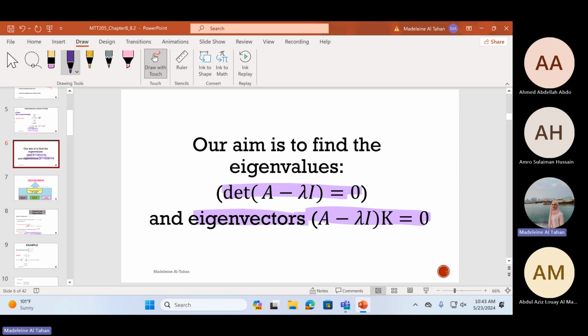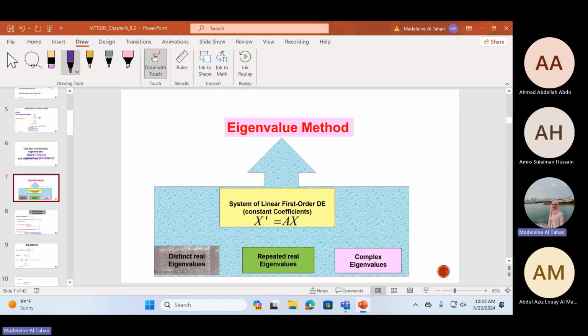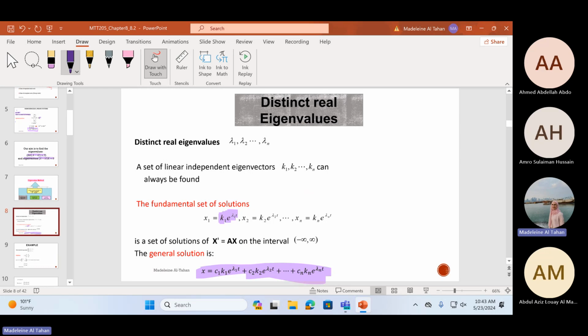Then after finding the eigenvalues, we need to determine which among these cases it is, real or complex. If it's real, is it distinct? When we say distinct, it means that if it's 5 by 5, I should get 5 distinct and not 4 distinct. So I will count the distinct ones and compare to the size of the matrix. If distinct, for each eigenvalue I will find its eigenvector. So I will find a solution x1, then x2, until the last one, and finally we write the general solution as x equals c1 k1 e to the lambda 1 t, until we reach the last one. Is it clear?